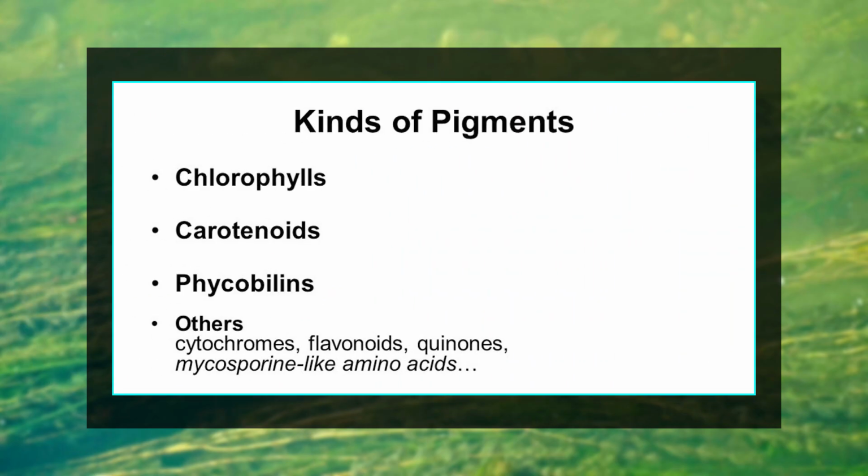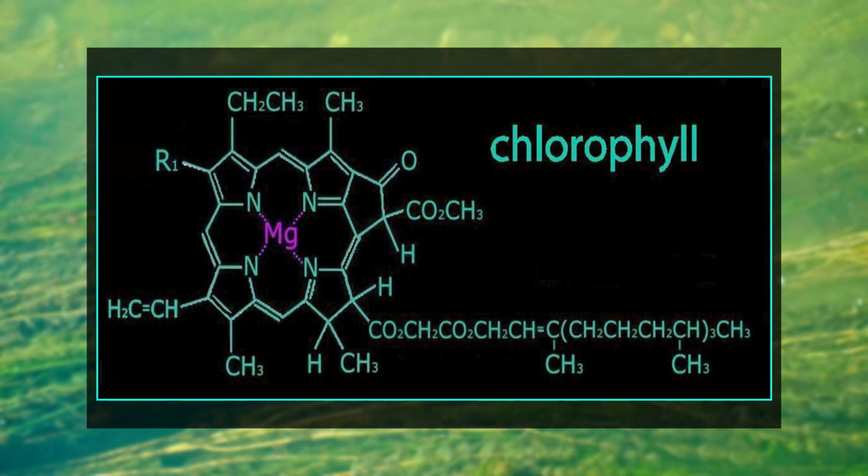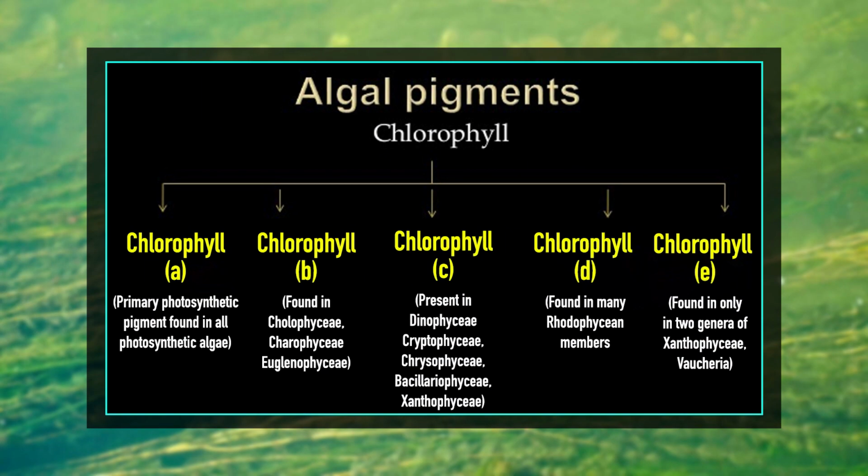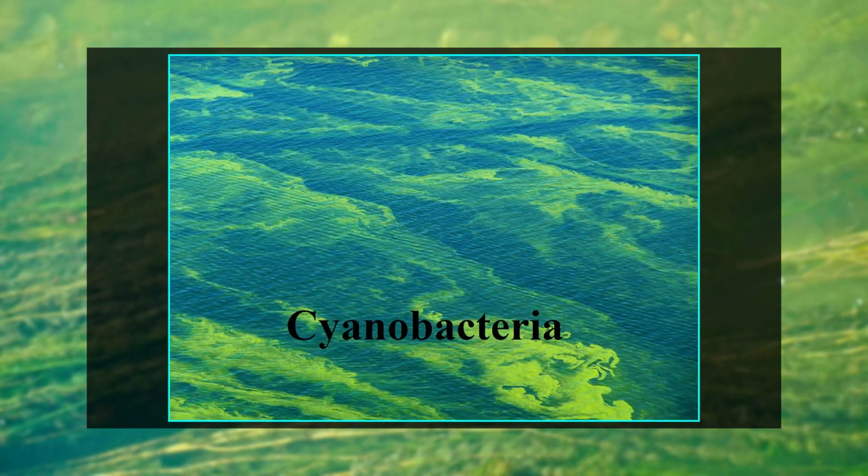If we visit through different algal groups, we find chlorophylls, carotenoids, phycobilins. Chlorophylls is a class of green pigments meant for trapping solar light and converting it into potential chemical energy. Algal chlorophylls are of 7 types. They include chlorophyll A, B, C, D, E, but all the 5 are not seen in same individual. Some algae have only chlorophyll A, as are seen in cyanobacteria or blue-green algae.